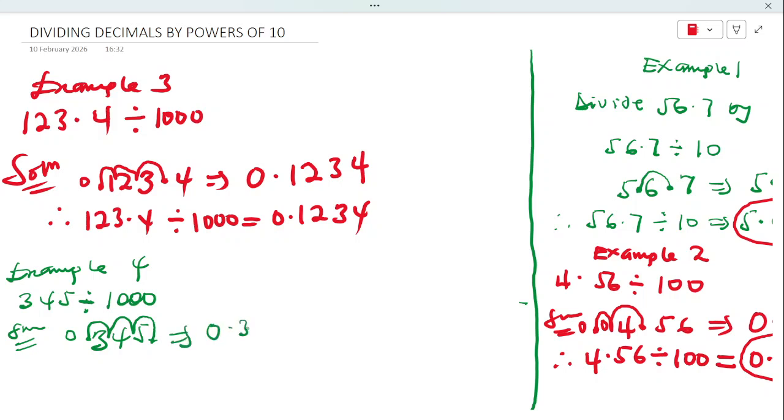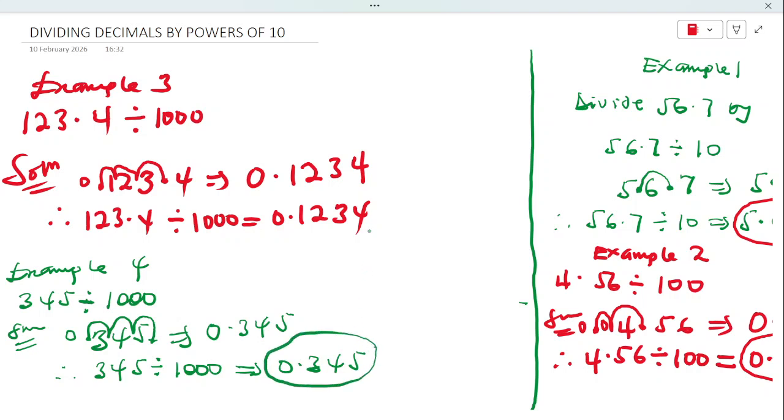0.345. Therefore, 345 divided by 1000 gives us what? 0.345 as our final answer. I hope that is clear as well. All right. So this is it. And I hope by now you know how to solve numbers or decimals when you are dividing by powers of 10.